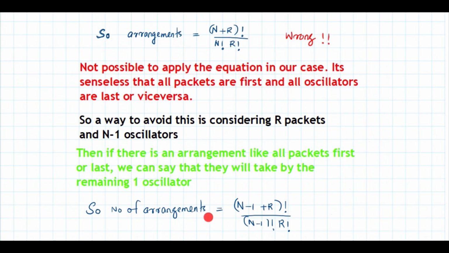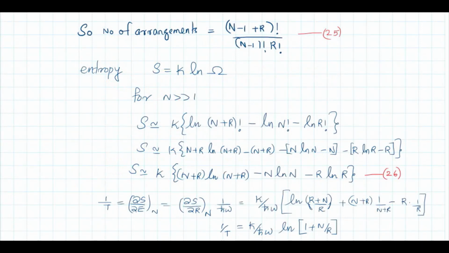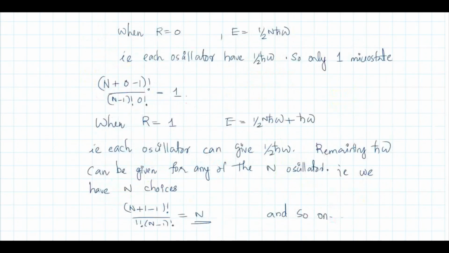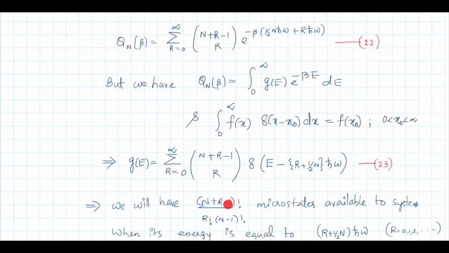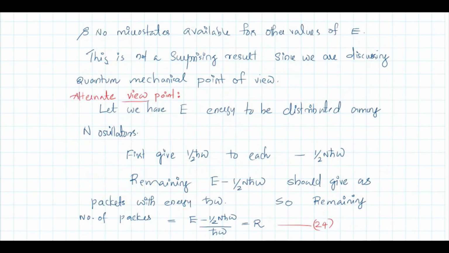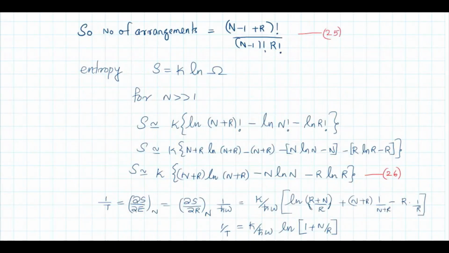So the correct equation for the number of arrangements is (n minus 1 plus r) factorial by (n minus 1) factorial into r factorial. This is the same equation we obtained in the earlier point of view. We obtained the number of microstates as (n plus r minus 1) factorial by r factorial into (n minus 1) factorial. So this is an alternate viewpoint, and again we obtained the same answer for the number of arrangements or microstates: (n minus 1 plus r) factorial by (n minus 1) factorial into r factorial.